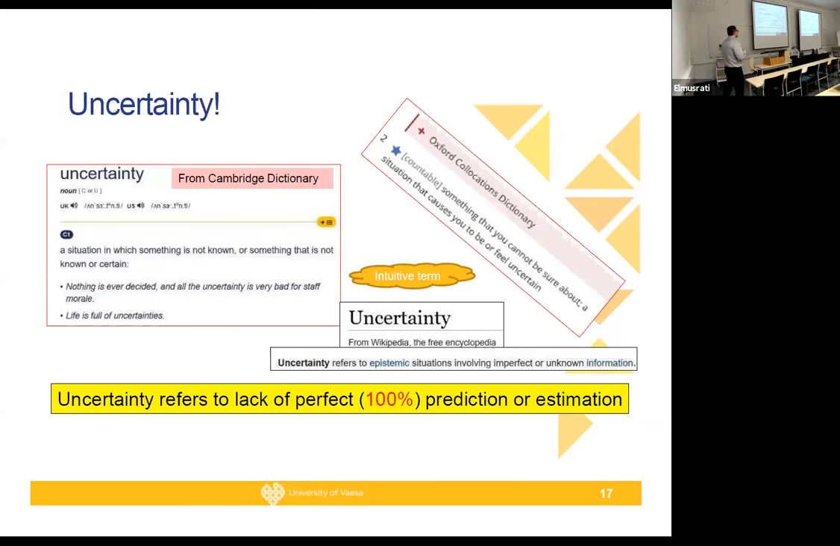Now we talk a little bit about uncertainty. When I searched the internet for the definition of uncertainty, I found different terms. The Cambridge Dictionary says it is a situation in which something is not known or certain. The Oxford Dictionary says it is something that you cannot be sure about, a situation that causes you to feel uncertain. Wikipedia says that uncertainty refers to epistemic situations involving imperfect or unknown information. Based on those, I can say that uncertainty refers to a lack of perfect, 100% prediction or estimation. If you cannot be 100% sure in predicting something, then you have some kind of uncertainty.